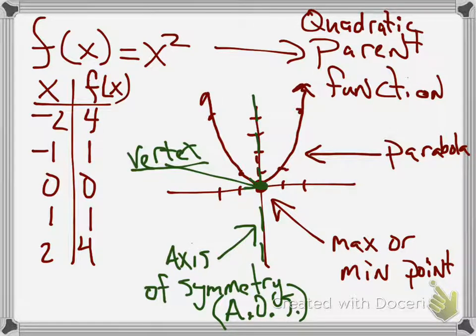The vertex will give you that max or min value instead of point. I'll tell you more about these as we're going through them, but almost all the information you're going to need is going to come from the vertex. Keep that in mind. Okay, so let's look here and talk about vertex form.